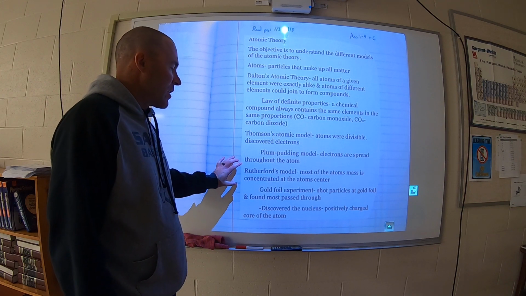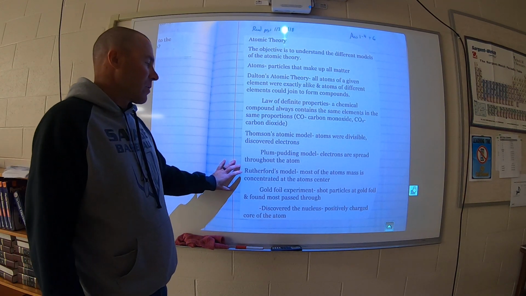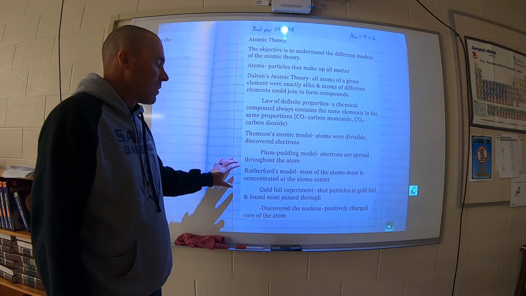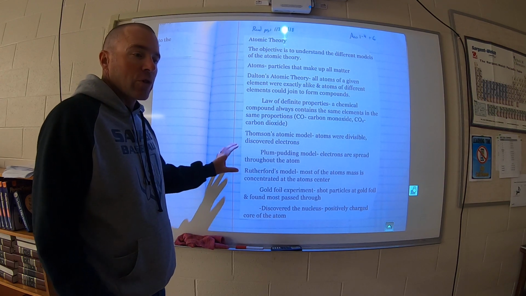So Rutherford's idea was that most of the mass was in the nucleus, and that atoms were basically mostly empty space.